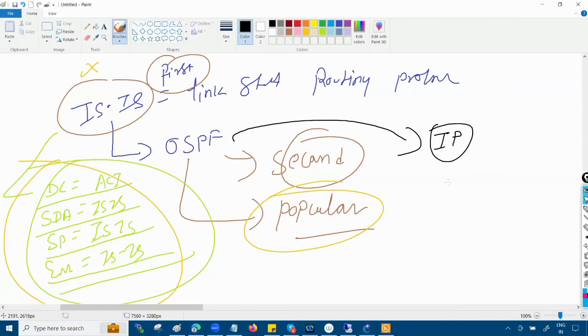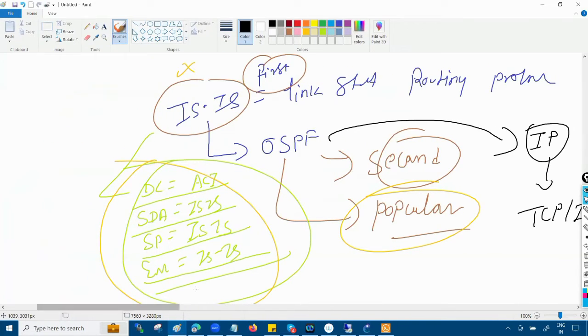IP means what? I'm talking about the TCP/IP protocol. But you know one thing, this was the biggest mistake of ISIS. The ISIS protocol was not launched for IP. It was for what is called the CLNP protocol. CLNP is for OSI, not for TCP/IP. So ISIS was designed for OSI, not for TCP/IP.